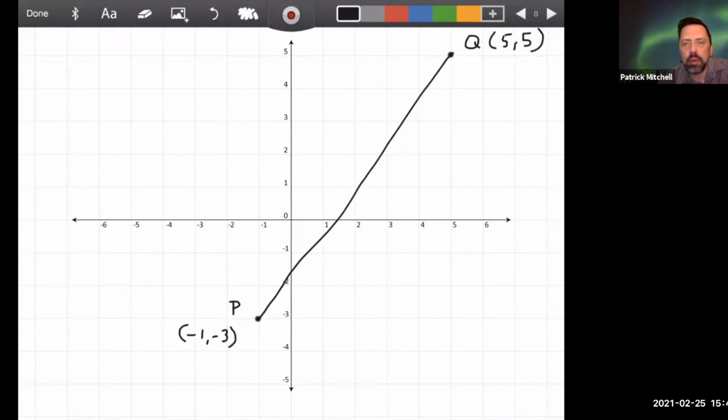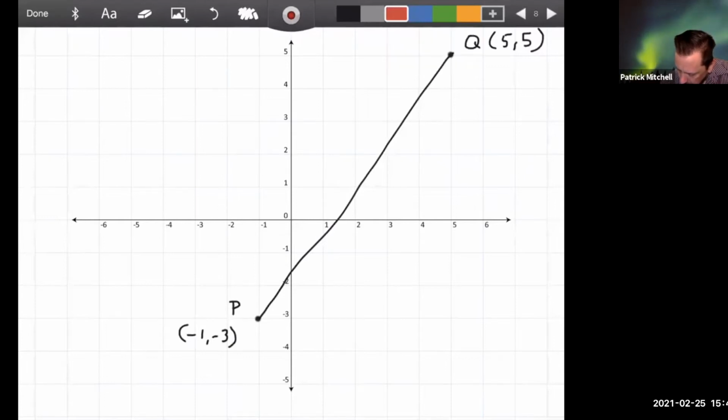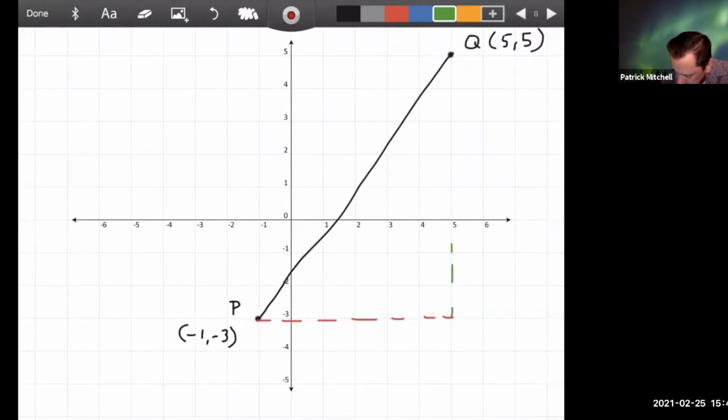All right, and let's deal with the first question. The first question was, what is the distance from P to Q? Okay. So here's what I'm going to do to help me figure that out. I'm going to draw a couple of other line segments. I'm going to draw one going directly across the bottom here. And then I'm going to draw one going up towards point Q. So in other words, I've made this picture into a triangle.